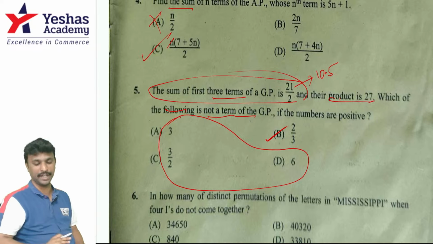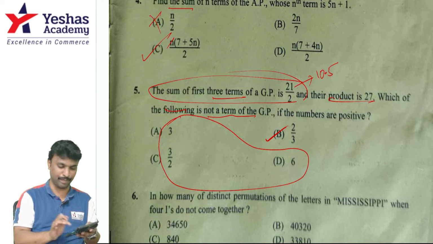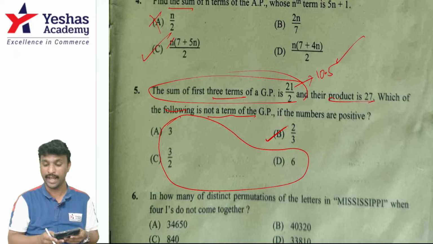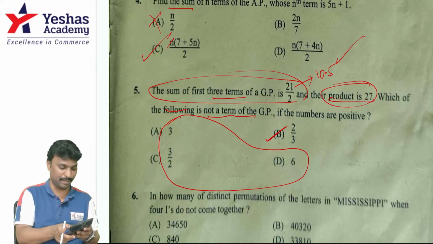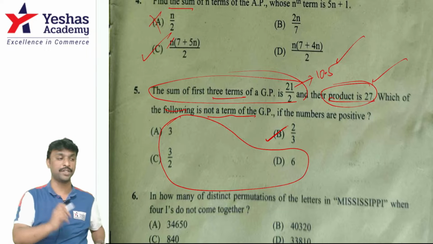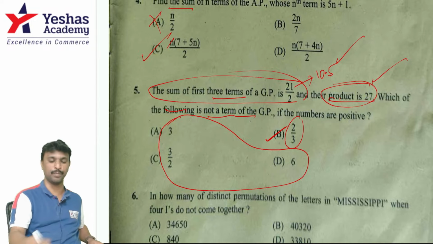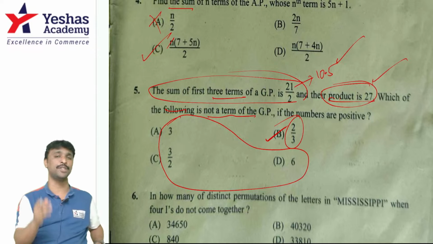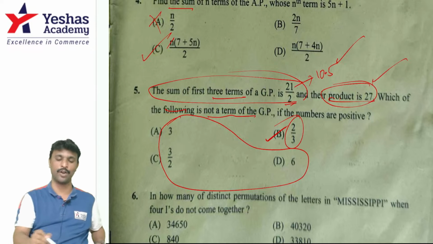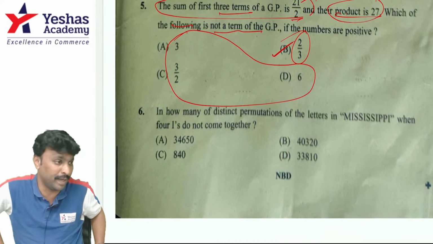Now check with these 3 terms. The sum of these 3 terms, 3 by 2 plus 3 plus 6, how much is it? 10.5. The sum is satisfied. Then the product we have to check: 3 by 2 into 3 into 6 gives me 27. The sum and the product definitely satisfy. So the term that cannot be among the 3 terms of the GP is 2 by 3. Just use common sense. 2 by 3 is 0.66, which definitely will not fetch you 10.5. The sum of 3 terms cannot be 10.5 if I go with 2 by 3 as one of the terms.